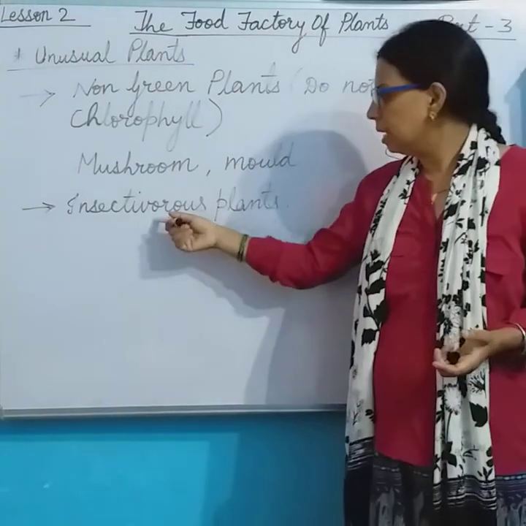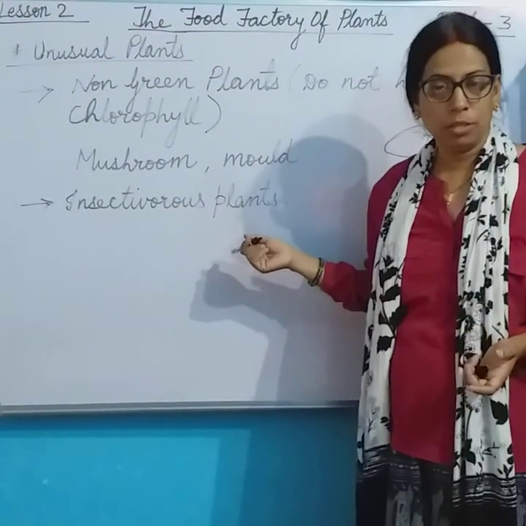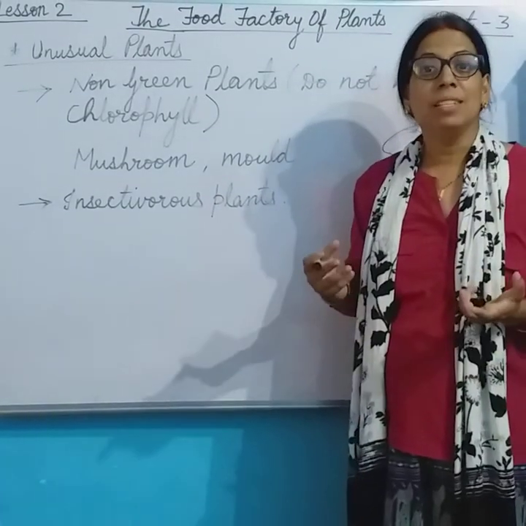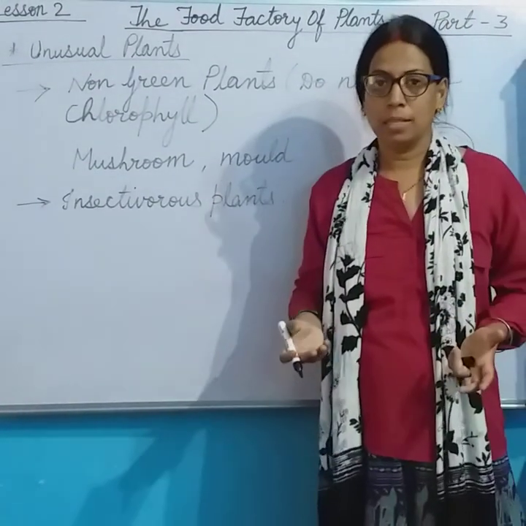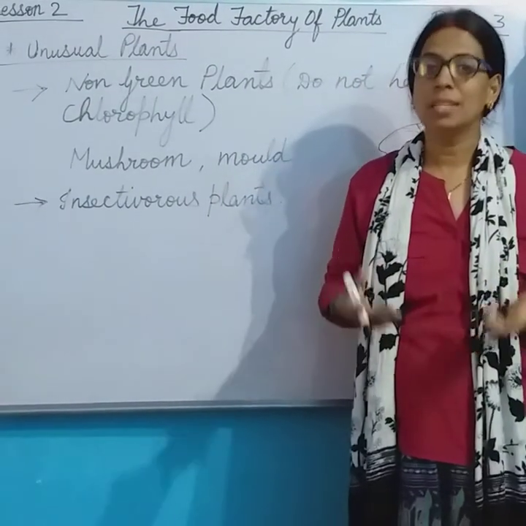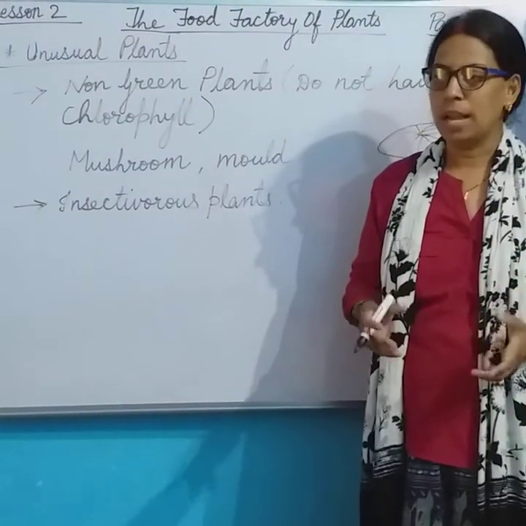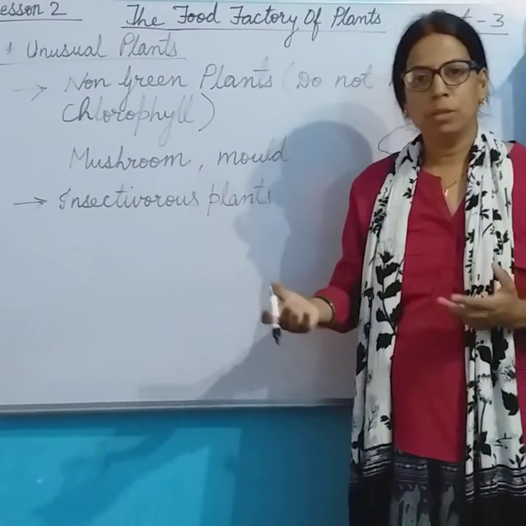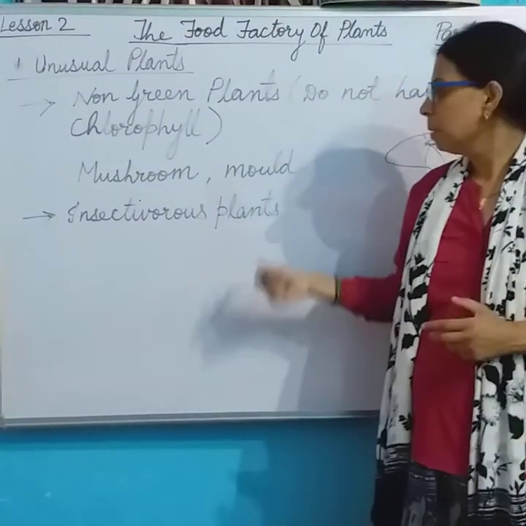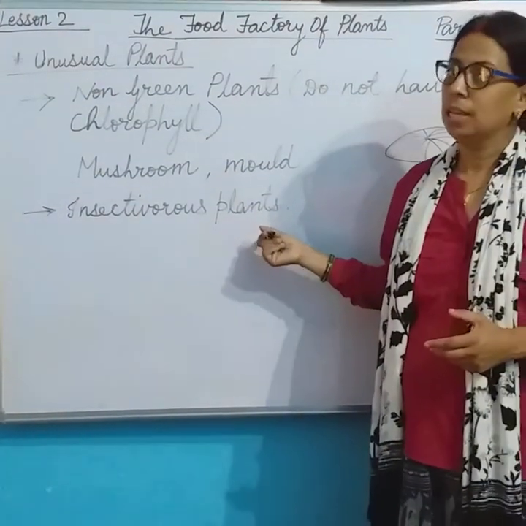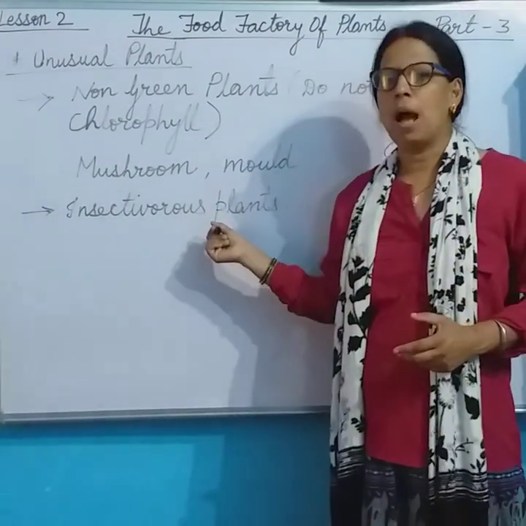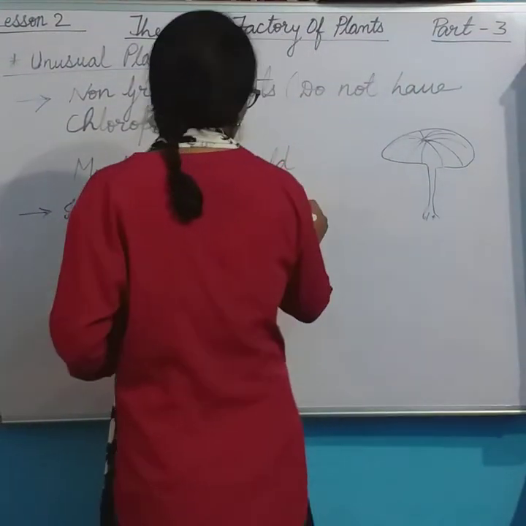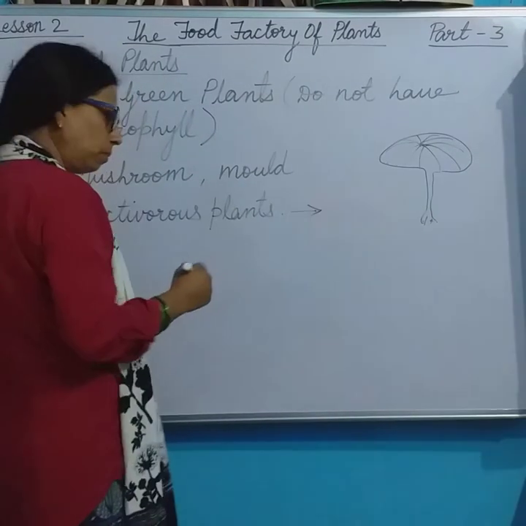Now what are insectivorous plants? You will be surprised to know that these insectivorous plants eat insects. Yes, it is very surprising that plants also eat insects. Till now we were knowing that animals or other living creatures eat other animals or birds or insects. But here a plant also eats insects. So such plants are called insectivorous plants. Now what are the examples of insectivorous plants?